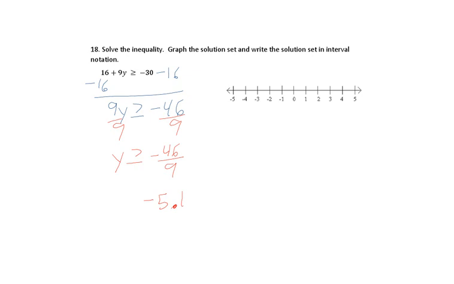So first I have to find out where negative 5.1 is, and it's next to negative 5. It's way down here. And notice how the arrow points to the right. So I'm going to draw the arrow going to the right, like so. And because it has an equals, I will close it with a closed circle like I did here. So interval notation is bracket negative 46 over 9, comma, infinity.